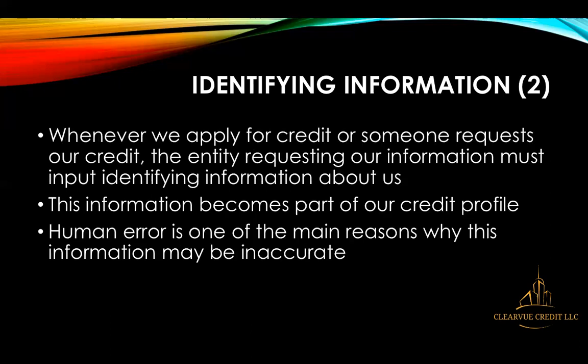Whenever we apply for credit or someone requests our credit, the entity requesting the information must input identifying information about us. This information becomes part of our credit profile, and human error is one of the main reasons why this information may be inaccurate. What if you handwrote an application and someone mistook one of the letters for something that it wasn't? Drive versus place, whatever it may be, and it wasn't legible. Data entry. So human error is one of the main reasons why this information may be inaccurate.